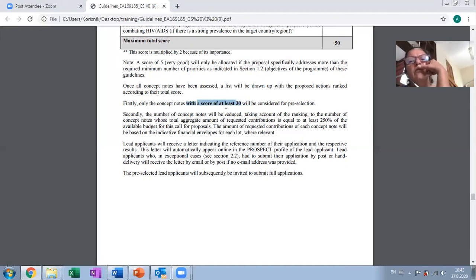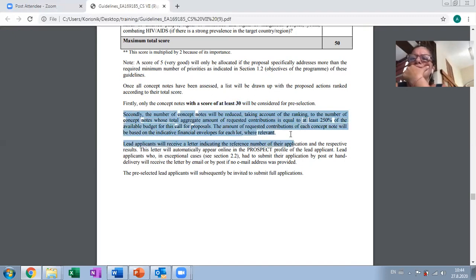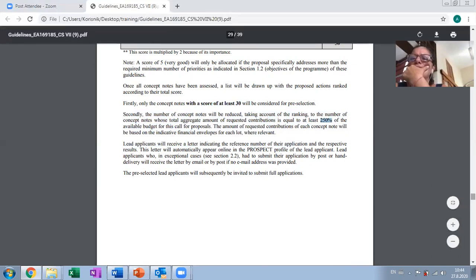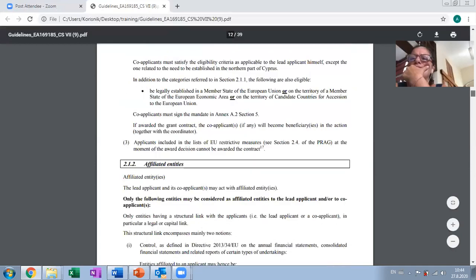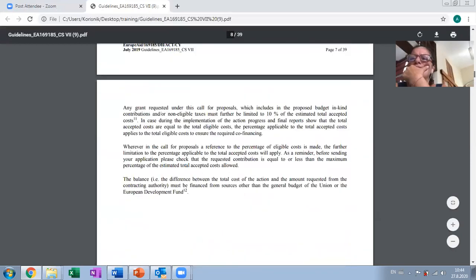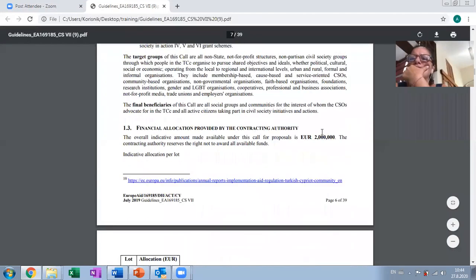So one issue to take into account is this score of 30 that has to be passed in order for the concept notes to be further addressed and evaluated. And then it also depends on the budgets that were requested. You see here in this particular paragraph, it says at least 250% of the available budget. Let's go back to the beginning of the guidelines to understand what is the available budget of this particular call for proposals. Somewhere in the very beginning, it says 2 million.